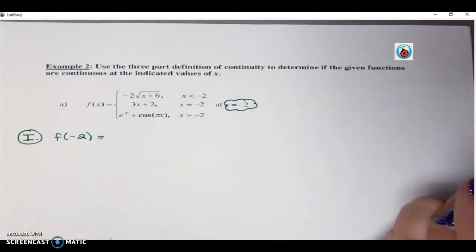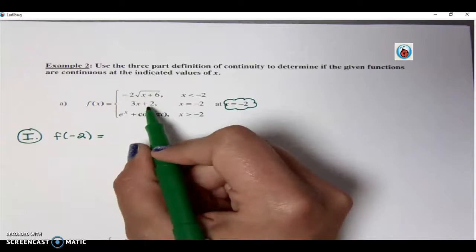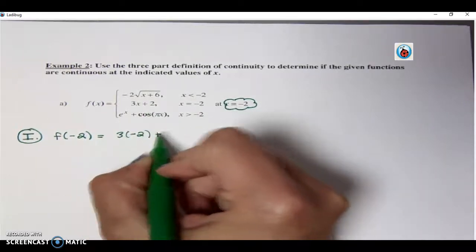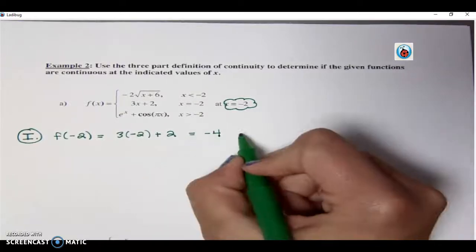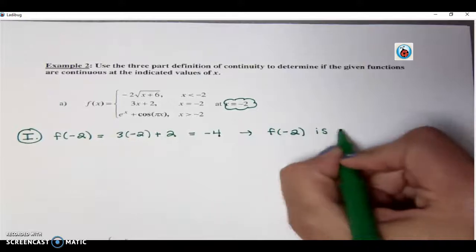Now, when you're using a piecewise function to figure out where it's defined, it's wherever it's equal to that. So see how it says x equals -2, so you're going to plug into this middle equation. So we're going to do 3 times -2 plus 2, which will give us -4. Okay, so we can say f of -2 is defined.